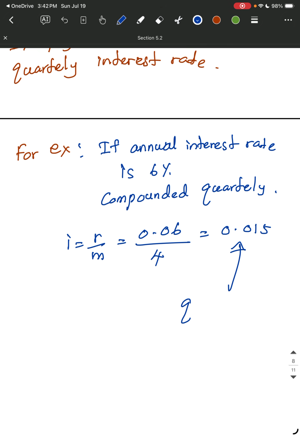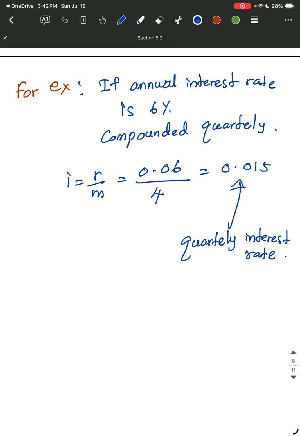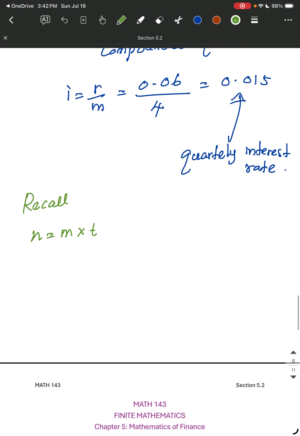Okay, then let's see how to get the payment period. So that is why, recall, n equals m times t. Again, let's say if payments are made for 10 years, quarterly, 10 years, then n equals 4 times 10, 40 time periods.